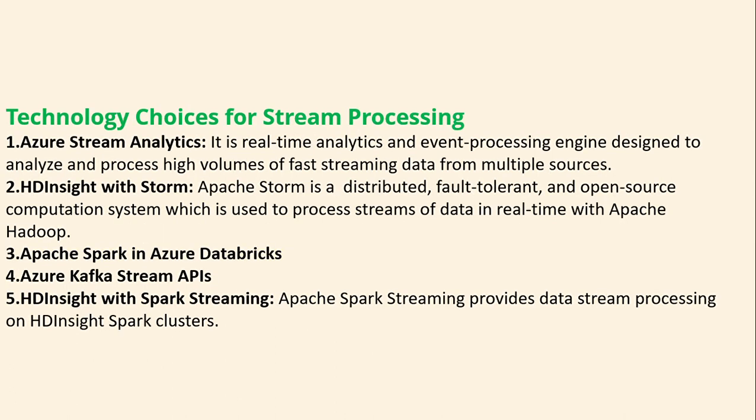Now, some of the technology choices for stream processing are Azure Stream Analytics. It is a real-time analytics and event processing engine designed to analyze and process high volumes of fast streaming data from multiple sources. Next is HDInsight with Storm. Apache Storm is a distributed, fault-tolerant, open-source computation system which is used to process streams of data in real time with Apache Hadoop. Then there are Apache Spark in Azure Databricks, the Kafka Streams API, and HDInsight with Spark Streaming. Apache Spark Streaming provides data stream processing on an HDInsight Spark cluster.